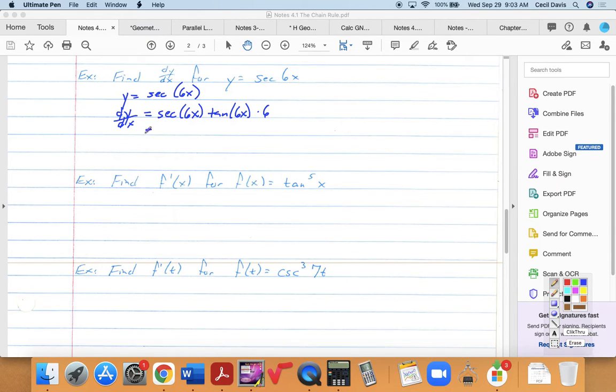And again, it's usually standard to write any coefficients in the front of the expression. So it's 6 secant of 6x, tangent of 6x.